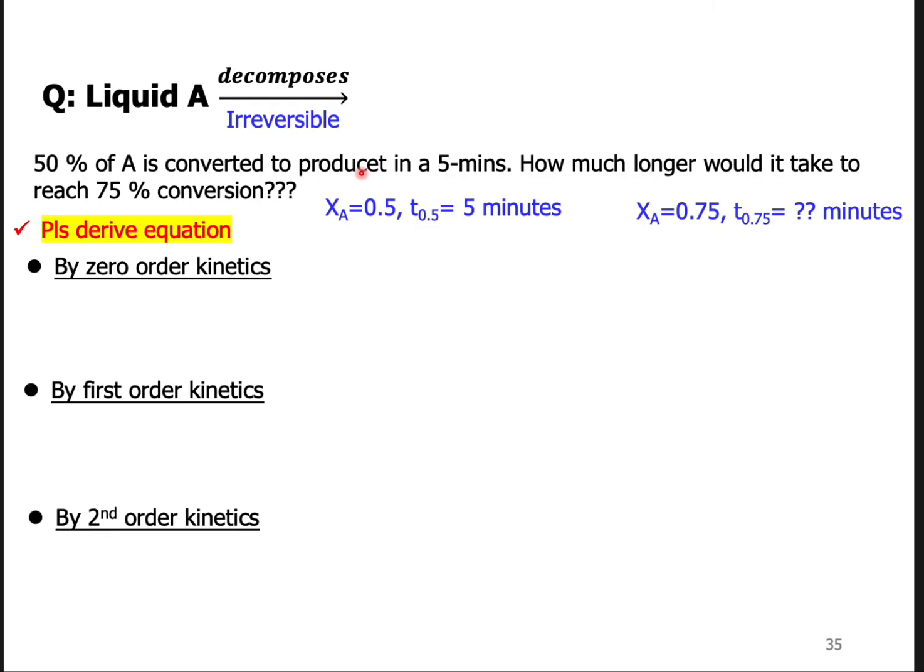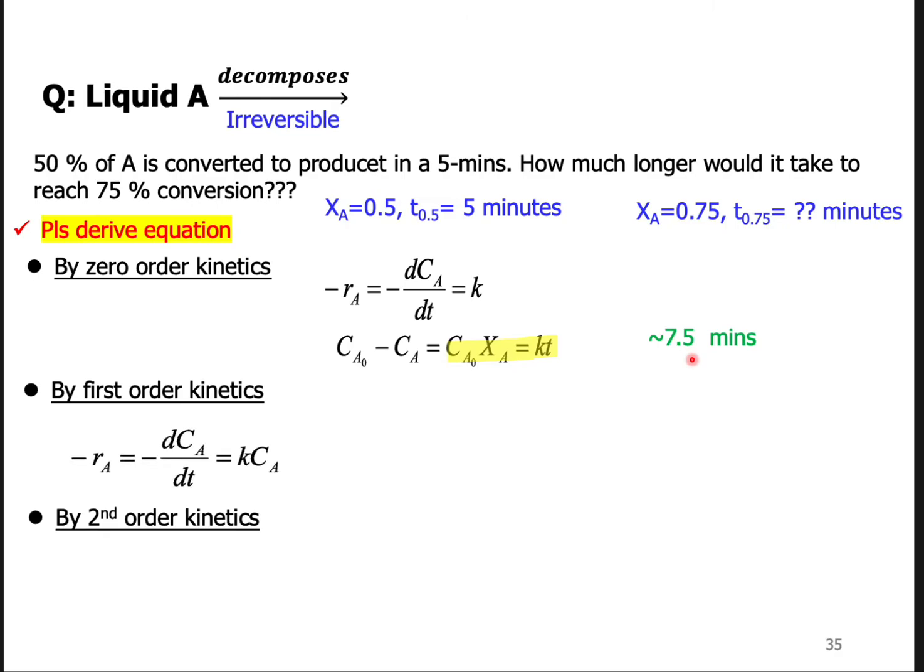Because we don't know the reaction order, we need to separate the cases. We need to assume probably it is a zero order reaction. So in a zero order reaction, as long as you want to express the relationship between XA and t, it will be like this, right? Then you can get t will be 7.5 minutes.